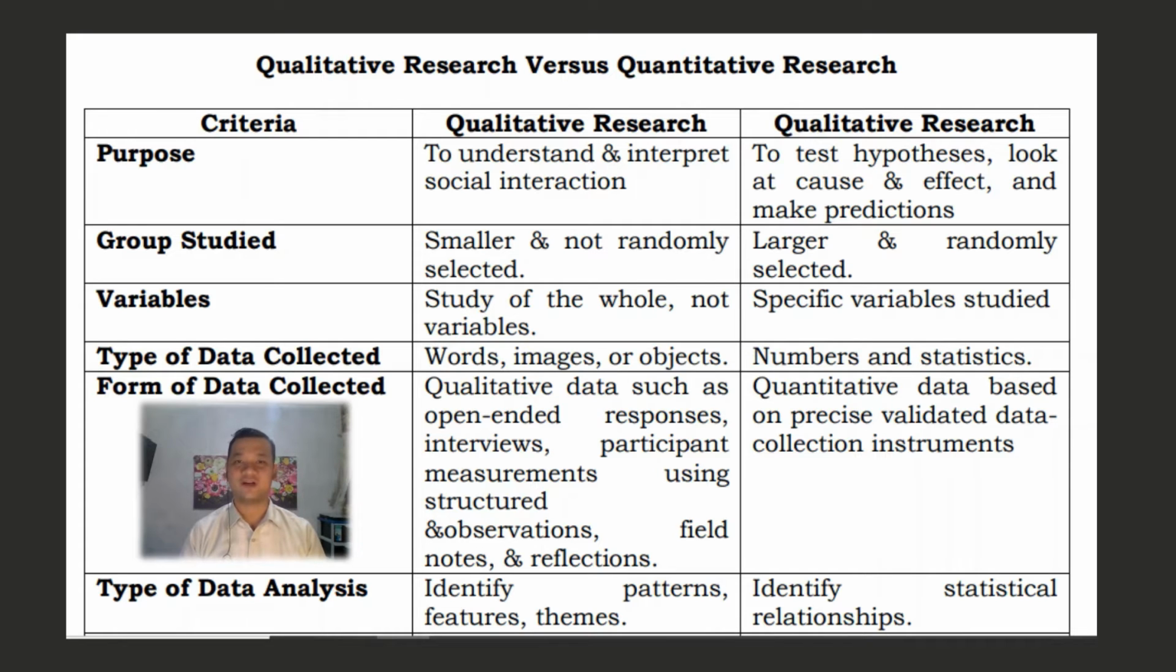Qualitative research aims to understand and interpret social interaction. It also deals with a small number of respondents, and those respondents are not randomly selected. Qualitative research is a study of the whole and does not look at the variables specifically. In terms of the type of data collected, it collects words, images, or objects through open-ended responses, interviews, participant observations, field notes, and reflection. And at the end of the analysis, it deals with patterns, features, and themes.